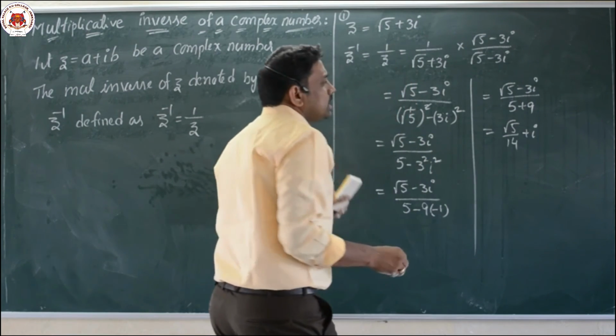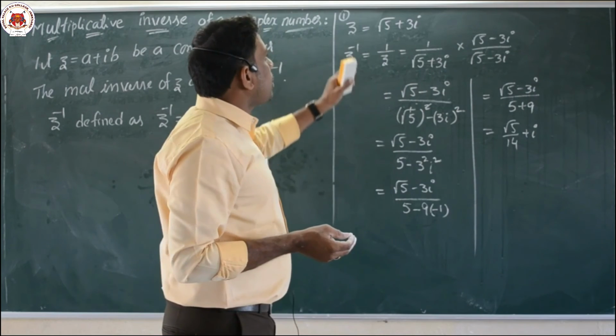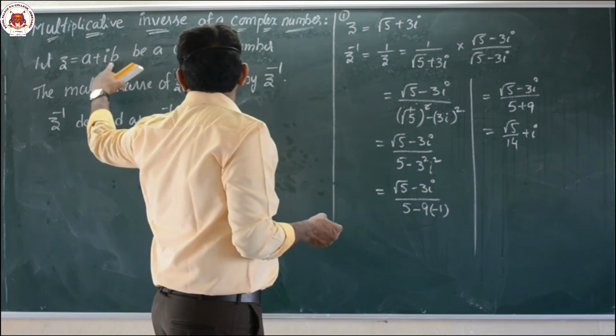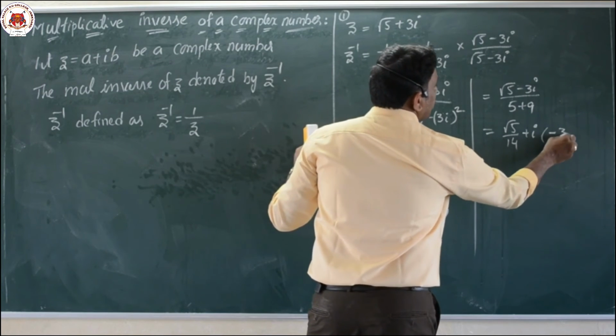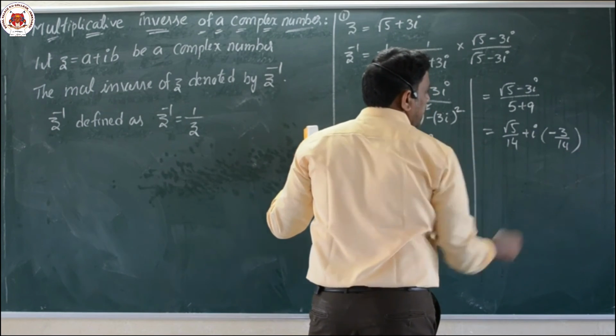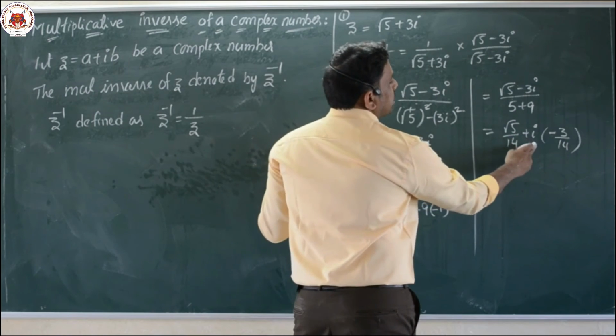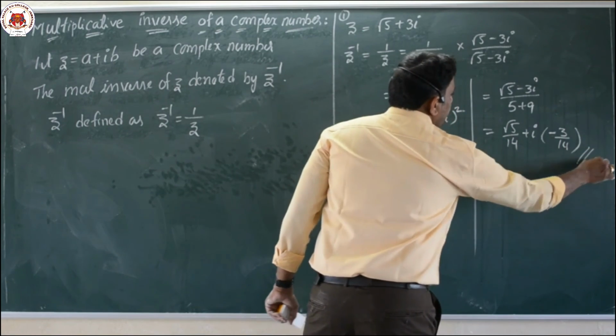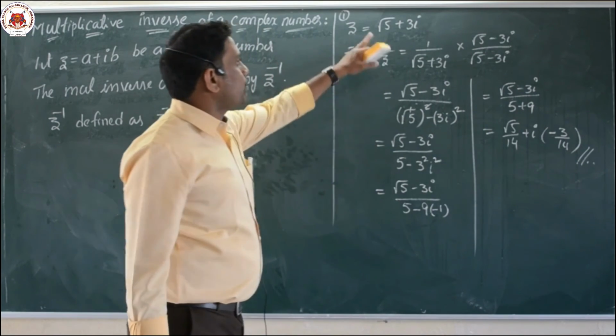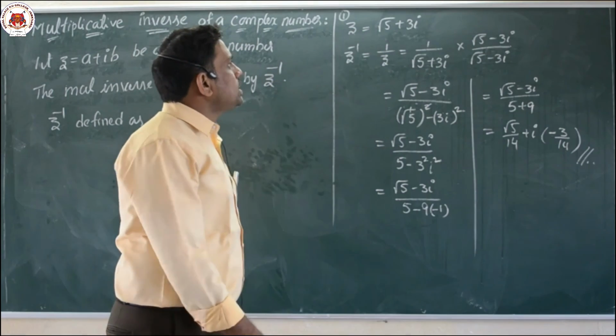Because the complex number is in the form of a plus ib, you put plus here, i into, then what is the b? Minus 3 by 14. So root 5 by 14 plus i into minus 3 by 14. So this is the answer for this complex number, which is root 5 plus 3i.